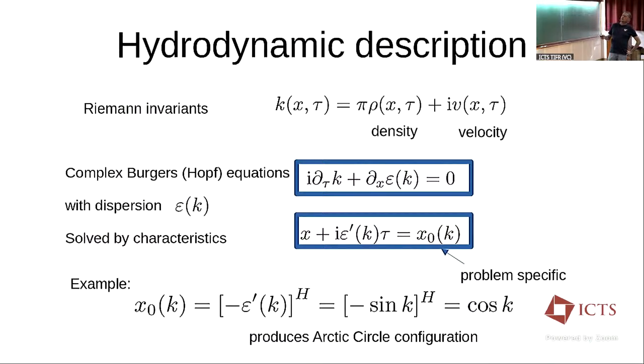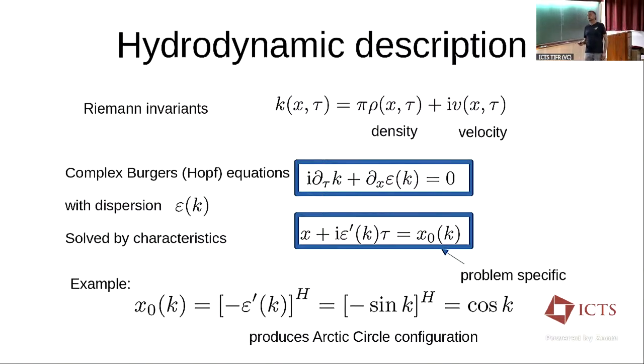Namely, I will define Riemann invariants: density plus imaginary I or imaginary time plus velocity as a function of position and time. And these quantities obey complex Burgers or Hopf equations. This equation and the complex conjugate, if you add them and subtract them, you will obtain the standard continuity equation and Euler equation for free fermions. And the solution can be written straight away.